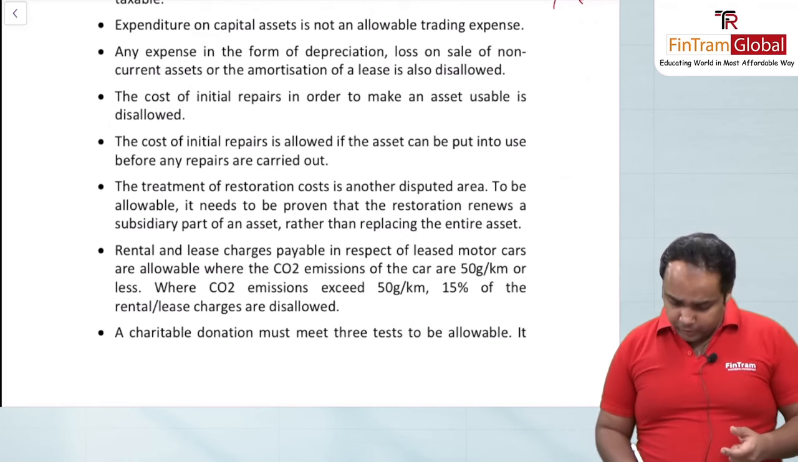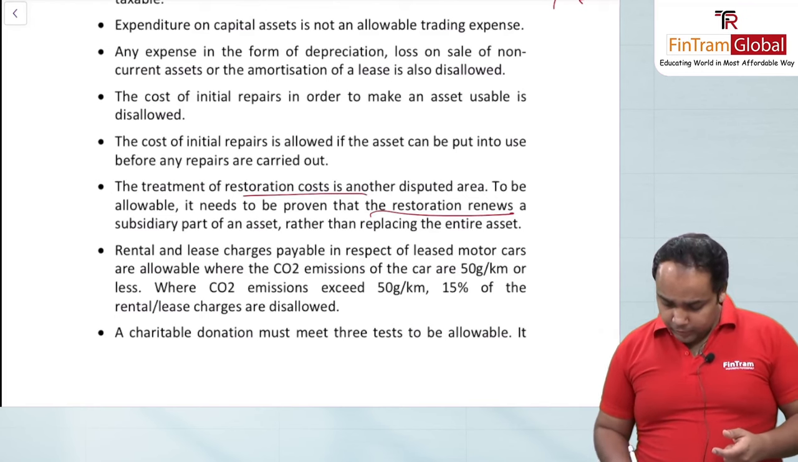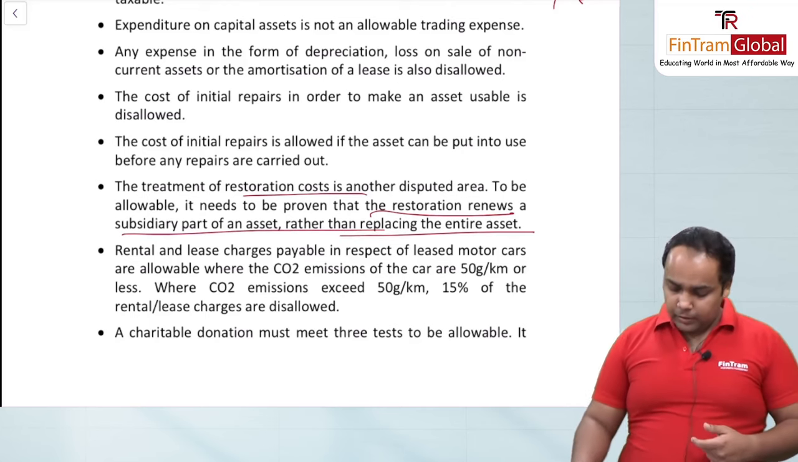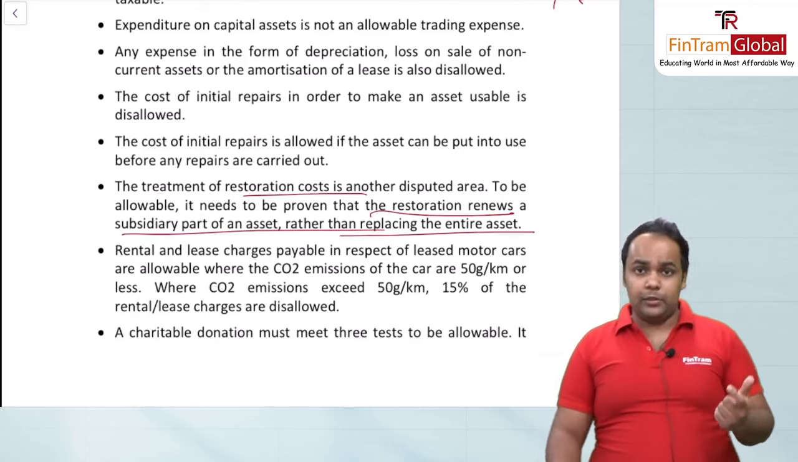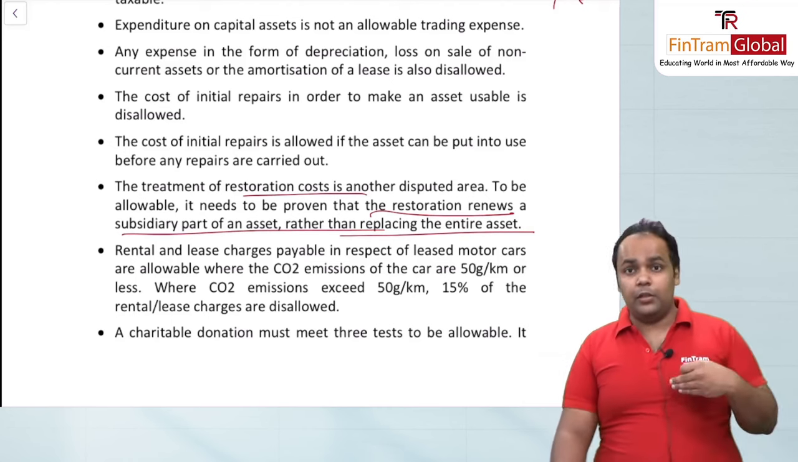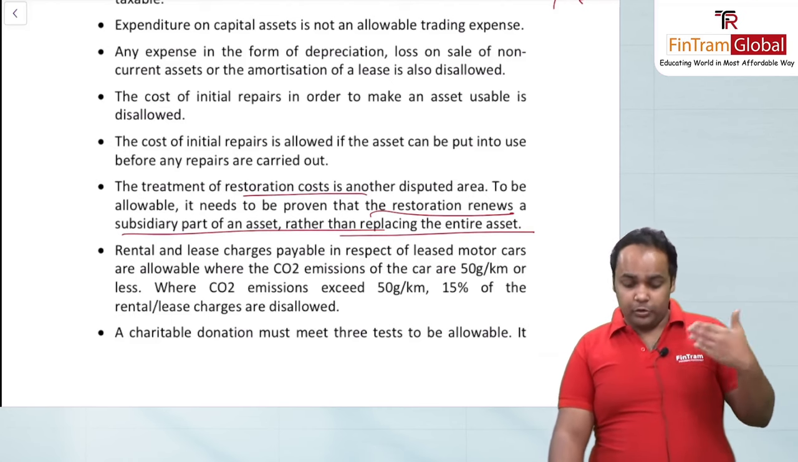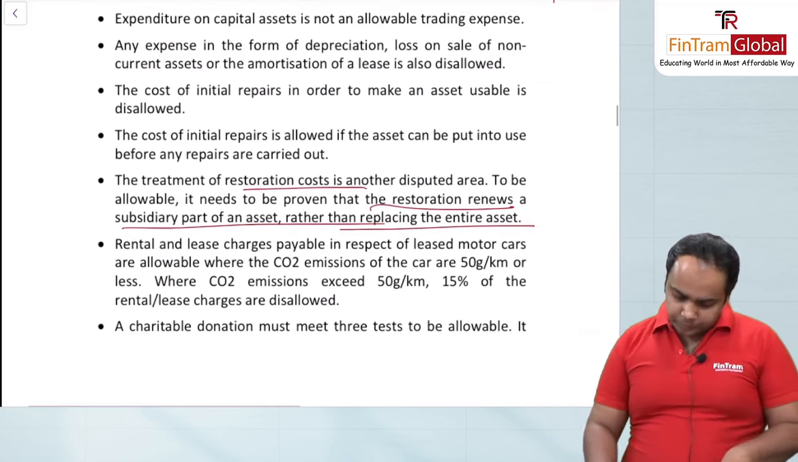Restoration cost is again a disputed area. Restoration must renew a subsidiary part of the asset rather than replacing the entire asset. Only then will it be considered a revenue expense. Capital expenditure is of course not allowed as a trading expense.